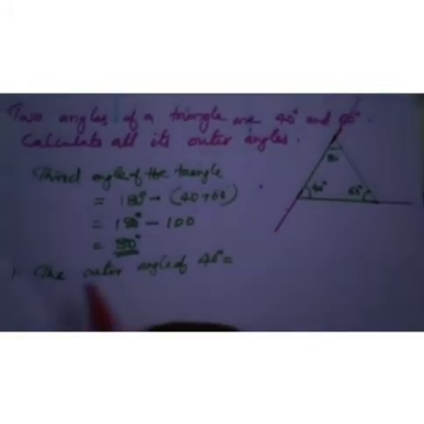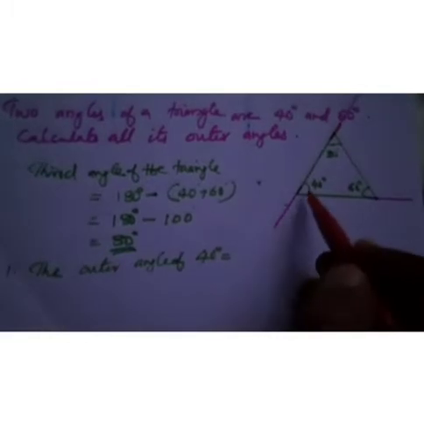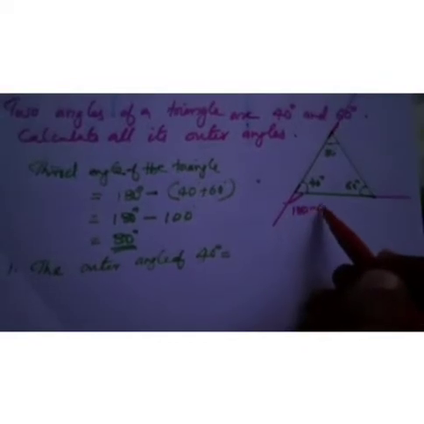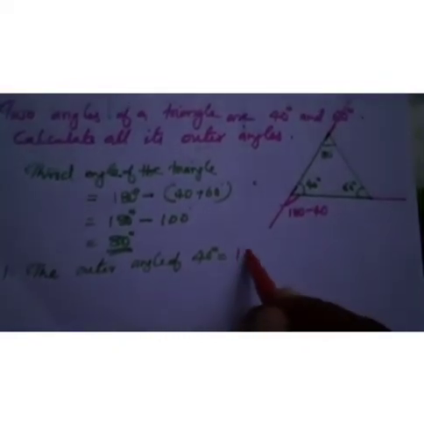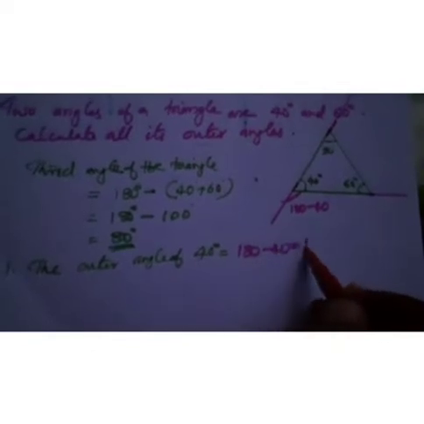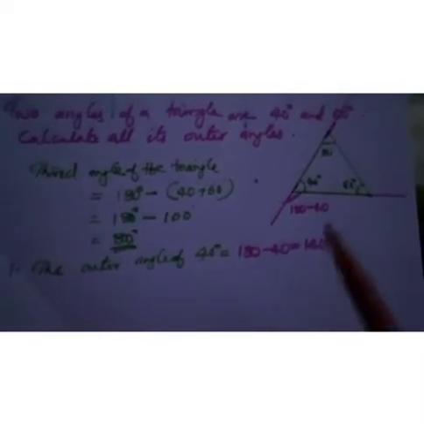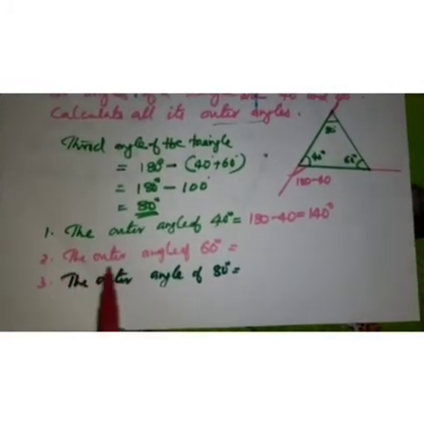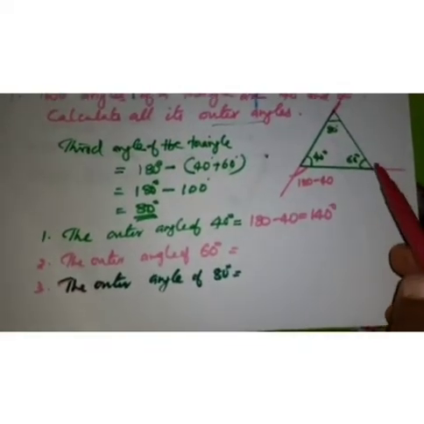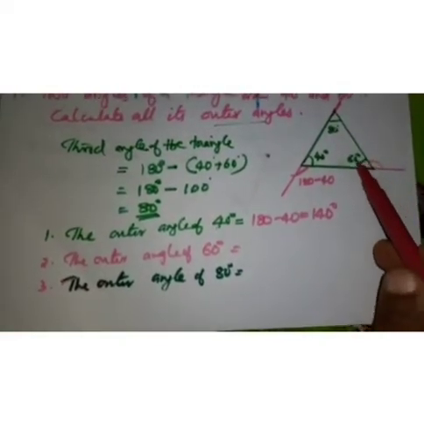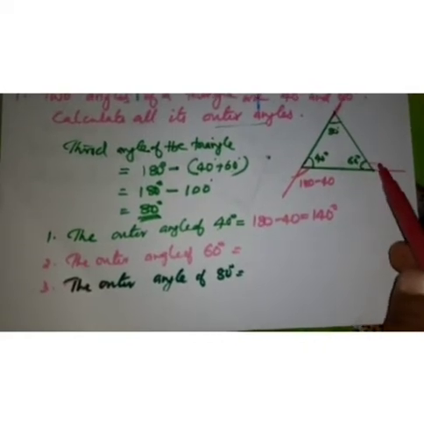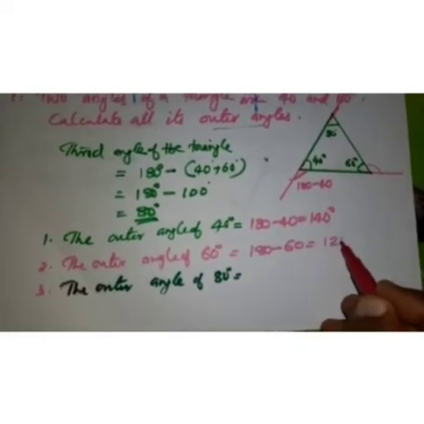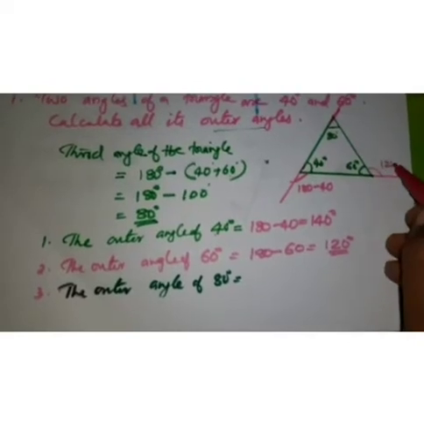So here, first you are finding out the outer angle of 40 degrees. Which is the outer angle of 40? This is the outer angle. How much is this one? This is 180 minus 40. So it is 180 minus 40. How much? 140 degrees. Like that you have to find out other angles also. The outer angle of 60 degrees. How much? This is the outer angle. These are the linear pairs. So total is 180. So we can write 180 minus 60. How much? 120 degrees. So this is 120 degrees.